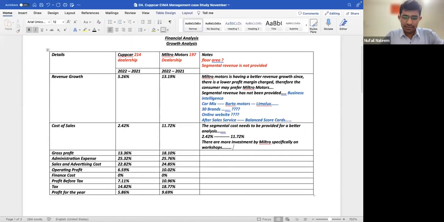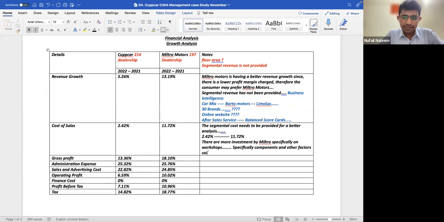So the workshop, specifically components and other factors could have been invested. Correct, no, students? Now, buy and sales is correct. But if you see, workshop is another point of view we have to consider. Agree, no, students? So in this side, they are doing better.